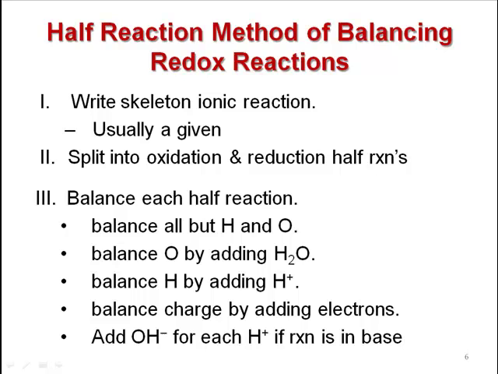And in order, we're going to go through this process of first you balance all but the H and O, then you balance the O by adding waters, then you balance the H by adding hydrogen ions, then you balance the charge out by adding electrons, and then the very final step is only if it's a base, you add OHs, hydroxides, for each hydrogen ion if the reaction is in a base. So this is a rough outline of what we're going to do step by step for balancing redox reactions.